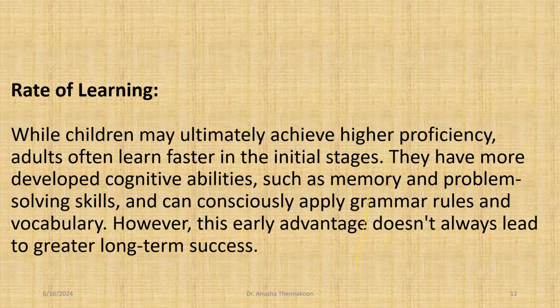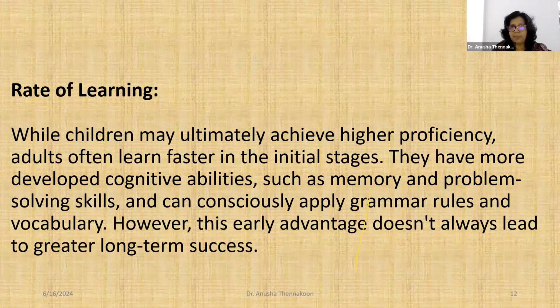at the initial stage, the adult may learn the language very well because the adult has developed cognitive abilities, adults' memory is very good, and adults' problem solving skills are very high. But the advantage of being an adult doesn't always lead to greater long-term success. Maybe at the initial level the adult is learning better than the small child, but in the long term it does not stay. Even though the child starts learning a second language very slowly, in the long term the child can have the success. Are they clear to you? If you have a doubt, you can put a message or else you can ask.